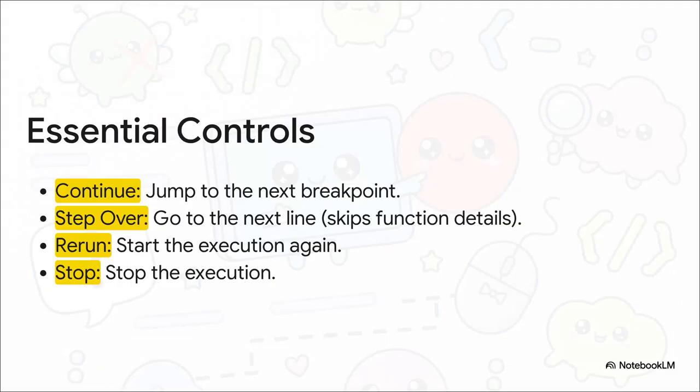Now, there are a few other essential buttons in your new remote control. Continue is like saying, okay, fast forward to my next bookmark. Step over is for when you trust that footnote. You know the add function works, you just want to get to the very next line without going inside. And of course, rerun and stop are pretty self-explanatory. Start the story over or just close the book for now.